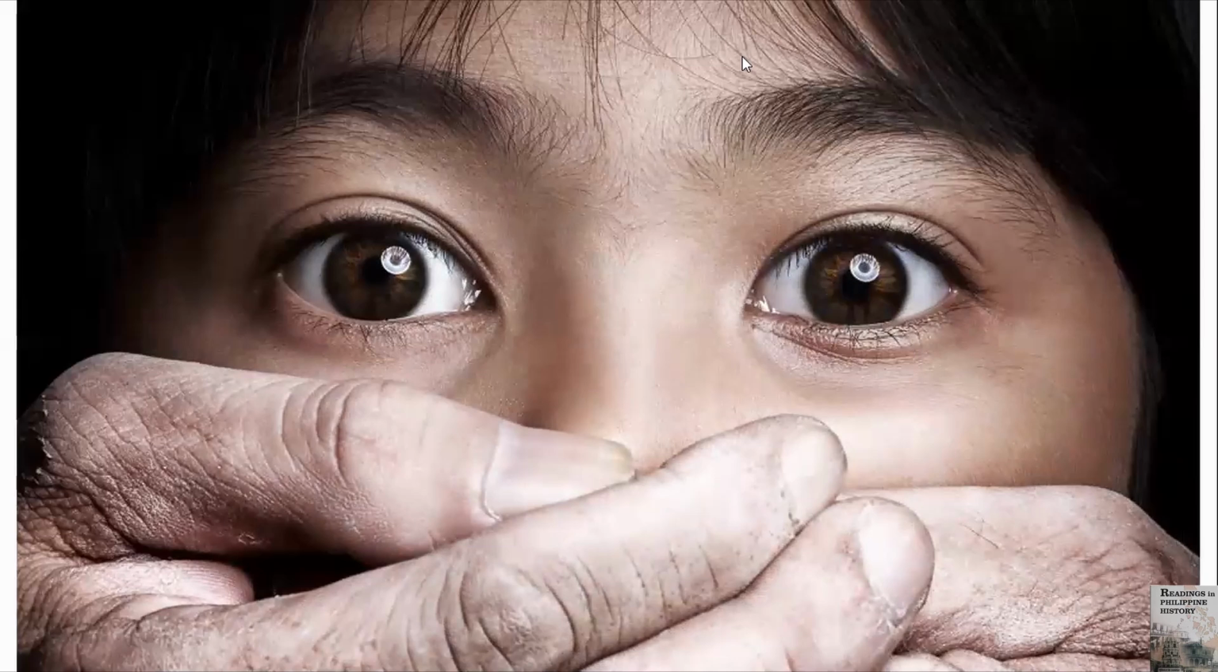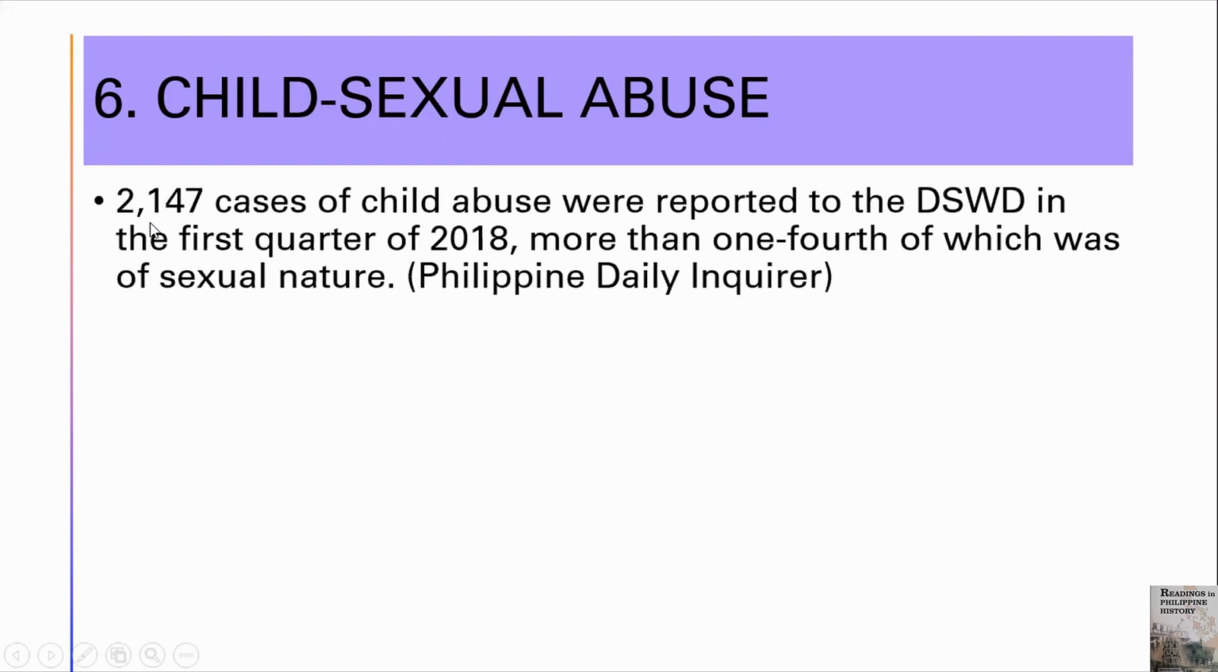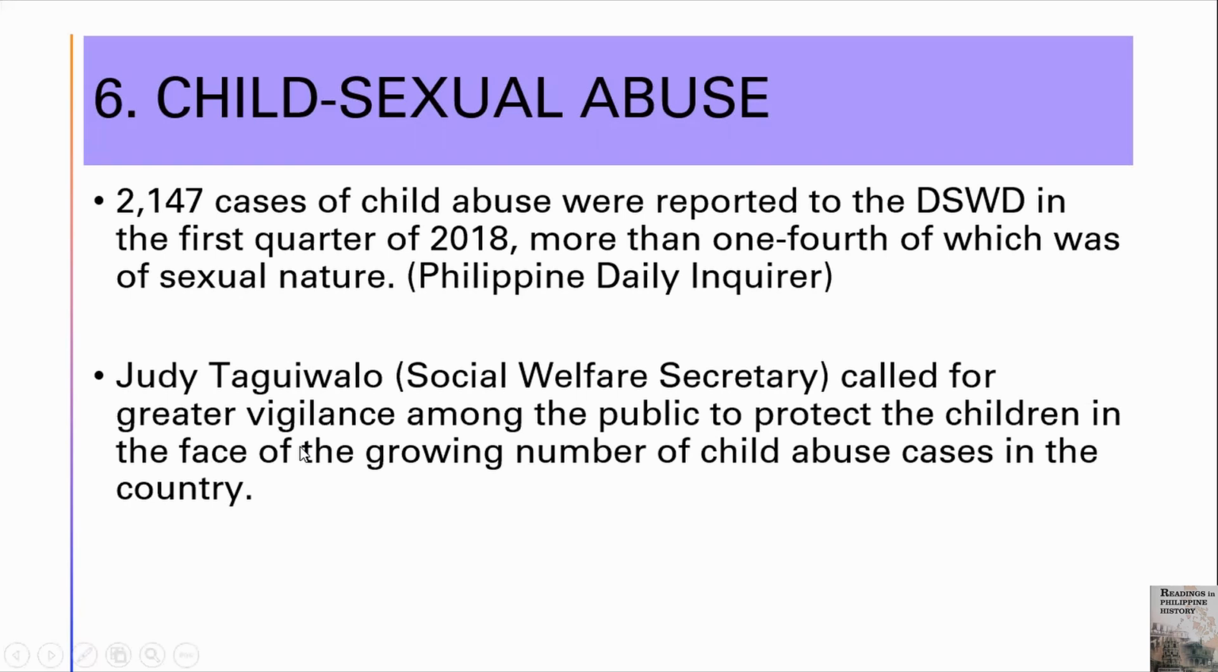Okay, the sixth issue. Look at this. Child abuse. Child sexual abuse. It is said that 2,147 cases of child abuse were reported to the DSWD in the first quarter of 2018, more than one-fourth of which were of a sexual nature. According to Judy Taguiwalo, the social welfare secretary, she called for greater vigilance among the public to protect the children in the face of the growing number of child abuse cases in the country.